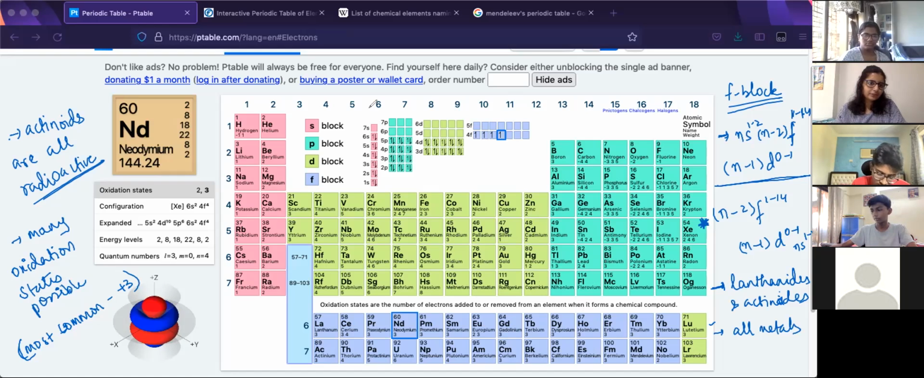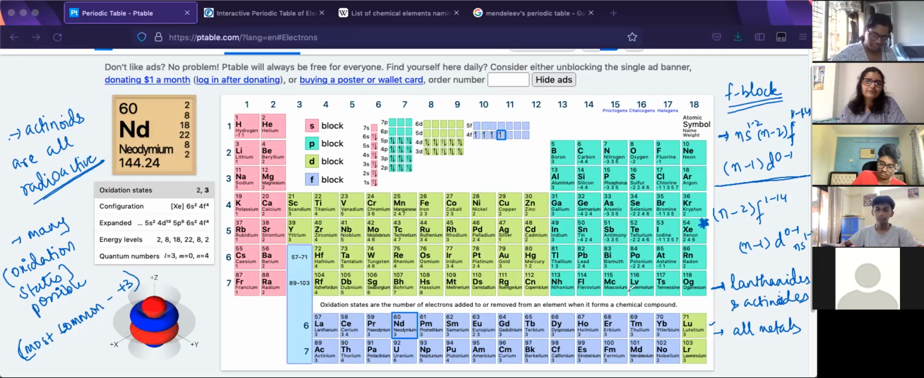Acha, before I go further, are you aware of what we mean by oxidation states? Have you come across that word earlier? No? Okay. So oxidation state is similar to valency. The meaning is given here, quite convenient. Oxidation state indicates the number of electrons that are added to or removed from an element when it forms a chemical compound. So it gives you an idea of whether it is likely to lose electrons or gain electrons.